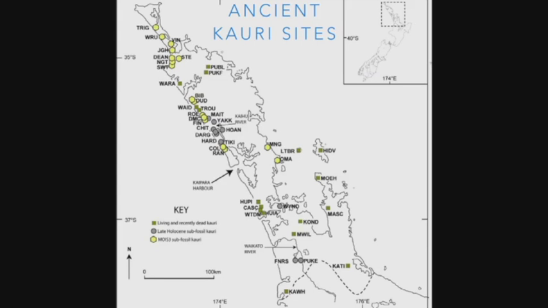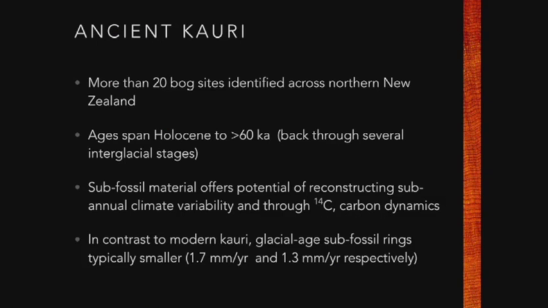They're all in yellow here. The late Holocene, which is a more historical master chronology, is in grey. And so we've been looking at this ancient kauri. We've now got more than 20 bog sites. They span everywhere from the early Holocene back to 60,000. Finlayson's one of the early Holocene trees, one of the wood that's just coming around at the moment.